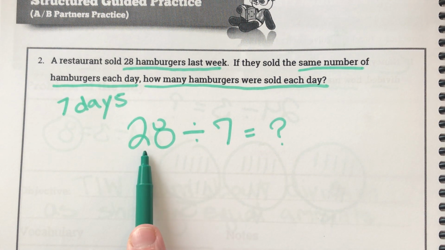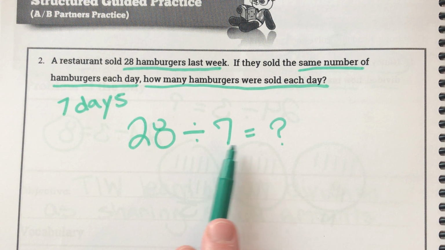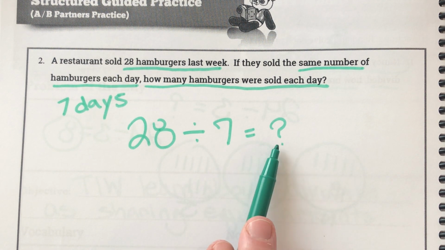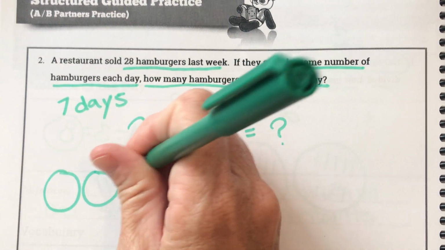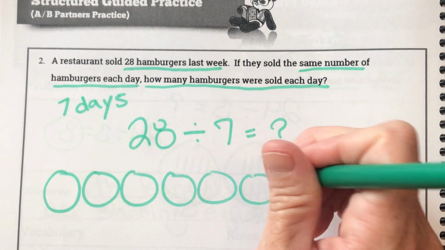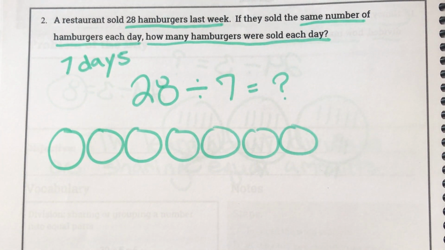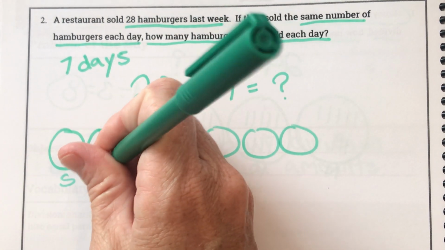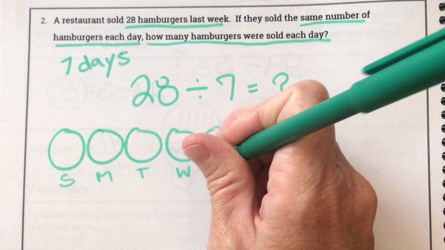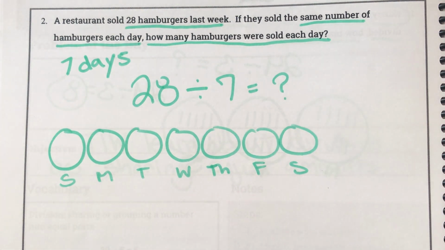So we have 28 hamburgers as our dividend, divided by 7 as our divisor, which represents the days, and we need a quotient. Okay, so let's draw our circles to represent our days. We could label them day 1, day 2, day 3, day 4, day 5. We could even label them the days of the week. We could do Sunday, Monday, Tuesday, Wednesday, Thursday, Friday, Saturday. Okay, so let's get ready and start passing out our hamburgers.